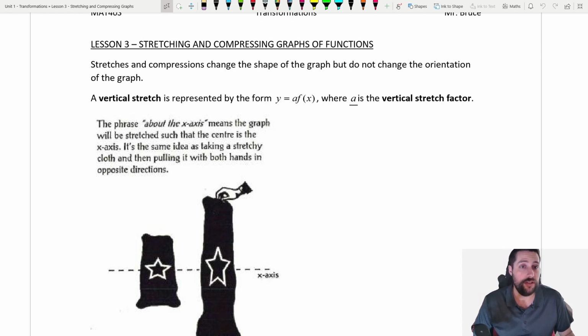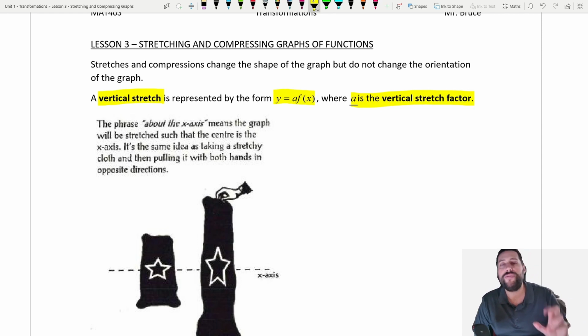A vertical stretch is represented by the form y = a f(x), where a is the vertical stretch factor. Okay, so this is what it's going to look like, where a is the vertical stretch factor. The phrase "about the x-axis" means that the graph will be stretched such that the center is the x-axis.